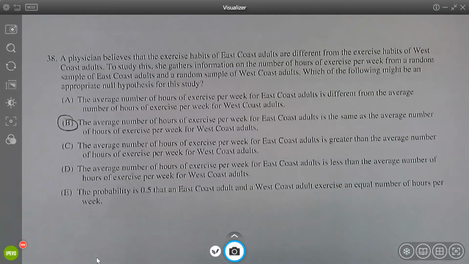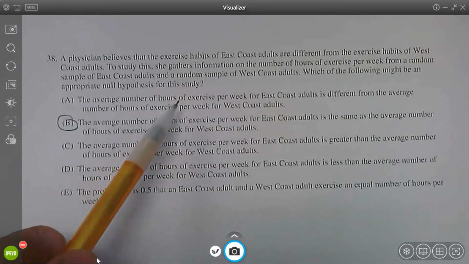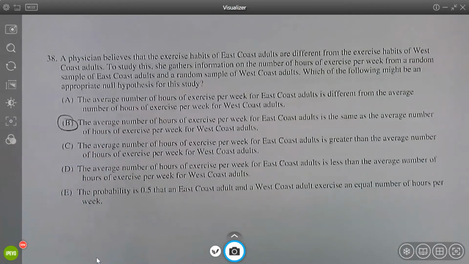Question 38. Which of the following might be a null hypothesis? Number of hours exercised work. We would assume that they're the same, that the difference between them is 0.